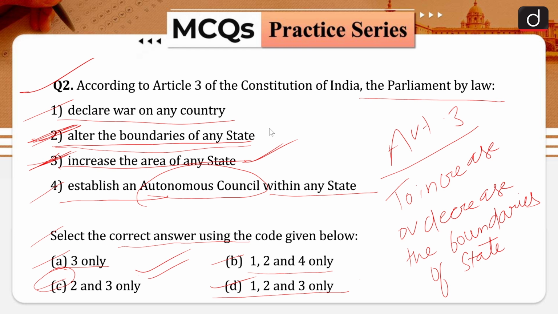Alter the name of any state. The Parliament can also declare war on any country when there is an external aggression under Article 352 of our Indian Constitution, and this is why option 1 is not correct. Article 3 is not related to autonomous councils, hence option 4 is also not correct.